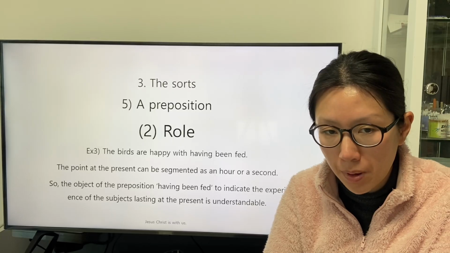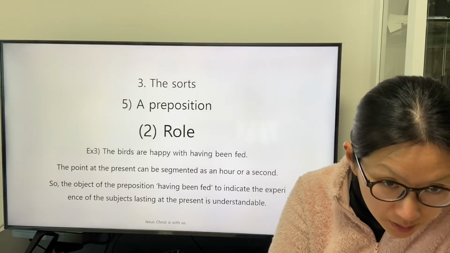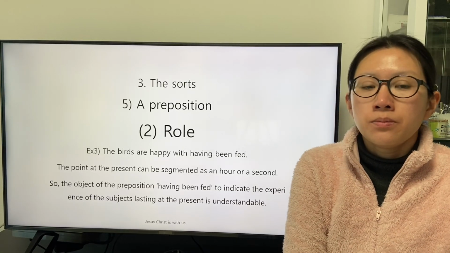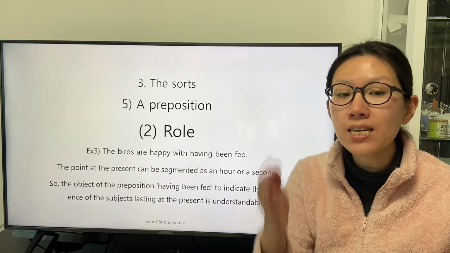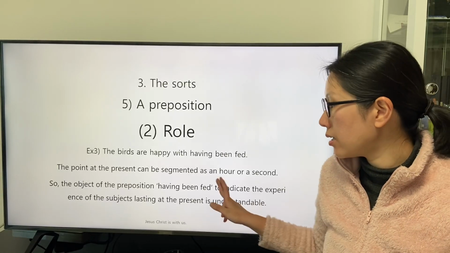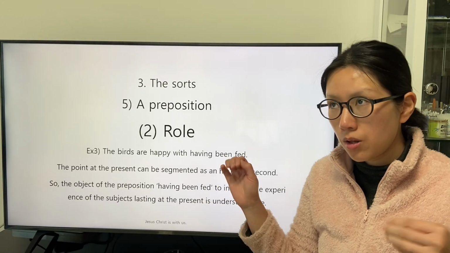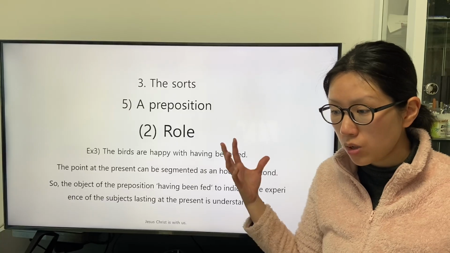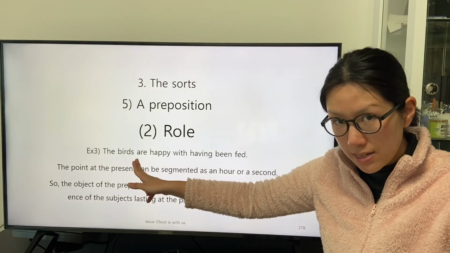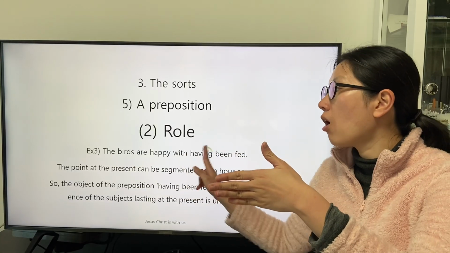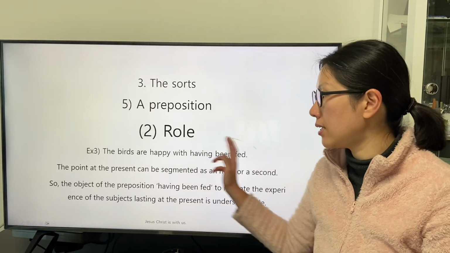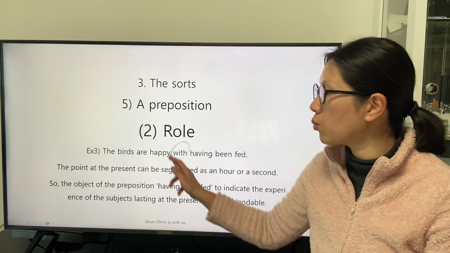So the object of the preposition having been found to indicate the experience of the subject lasting at the present is understandable. This explanation is about the way to understand how a point at the present can be a period for the experience as the object of the preposition with.